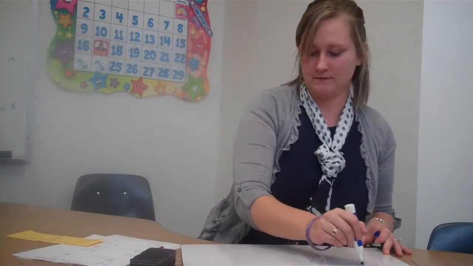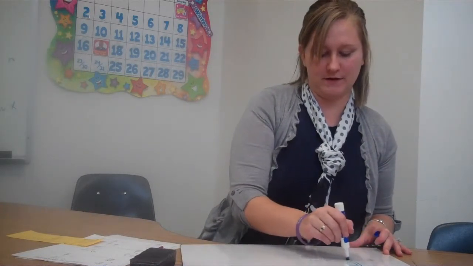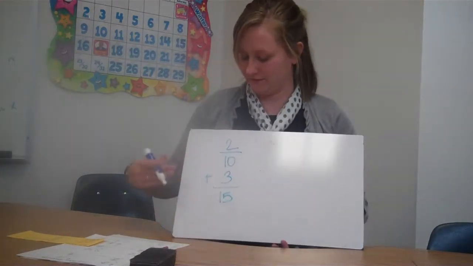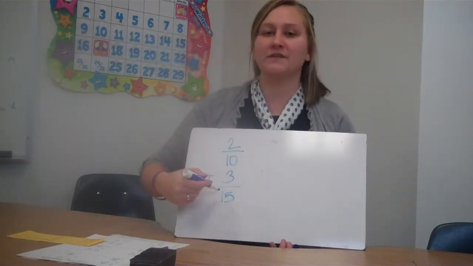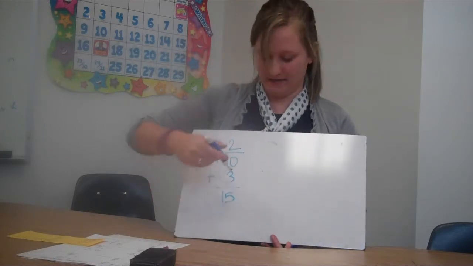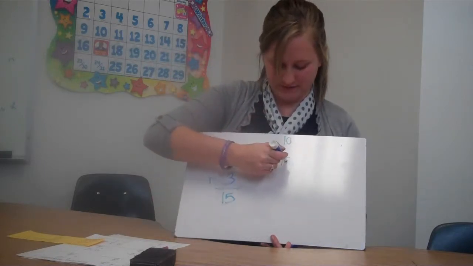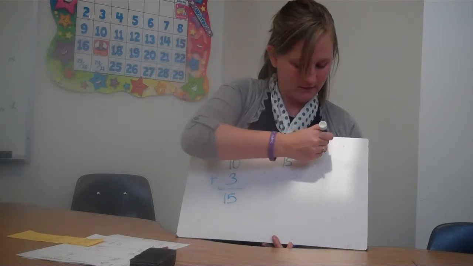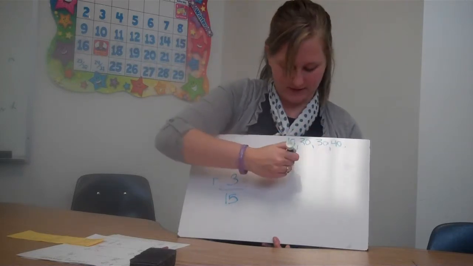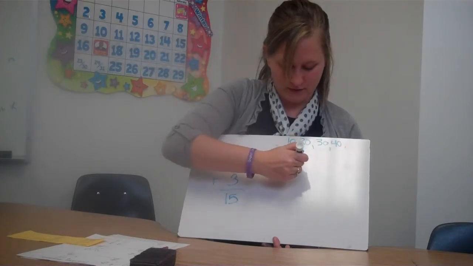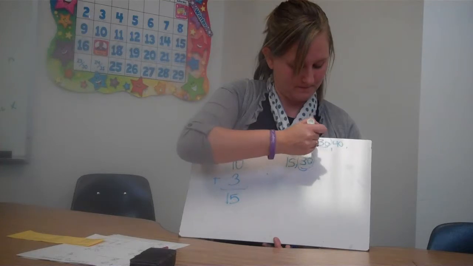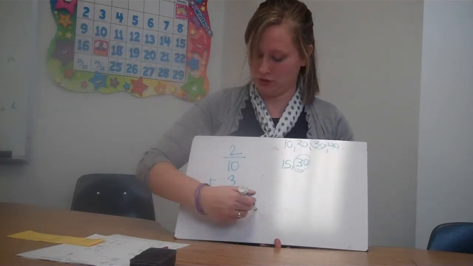It is 2/10 plus 3/15. Okay? You need to find, again, the LCM of 10 and 15. So I would count by 10: 10, 20, 30, 40. Then I would count by 15: 15, 30. I already found my LCM. It's 30. They are both going to have to change.